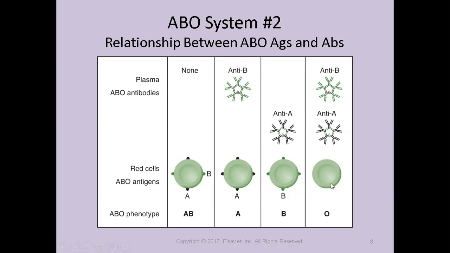And then someone who is type O does not have any antigens on their red cells, so they are called the universal red cell donor. What this means, Landsteiner's rule, they're going to have both anti-A and anti-B in their plasma.